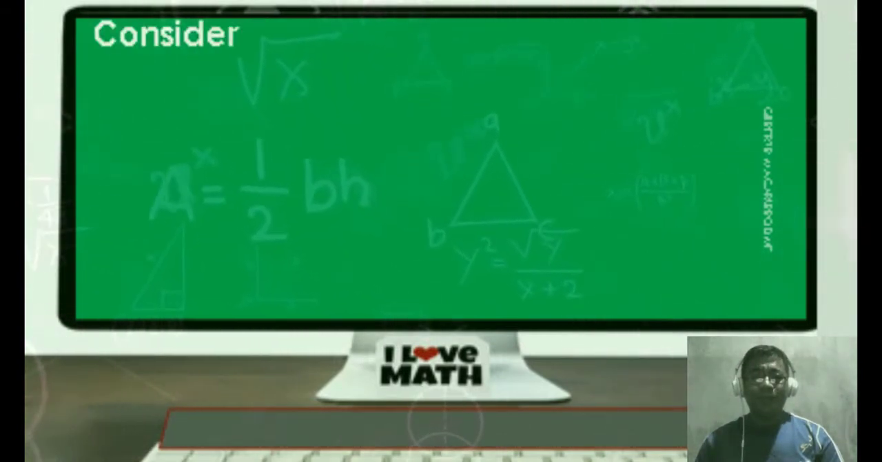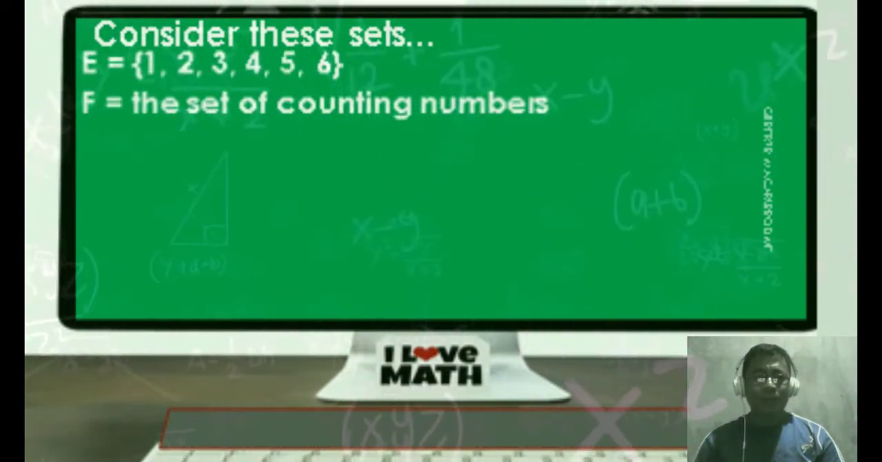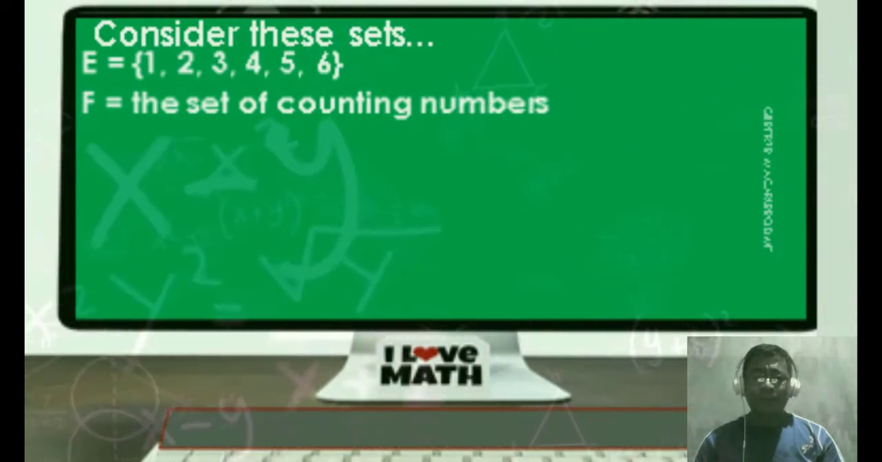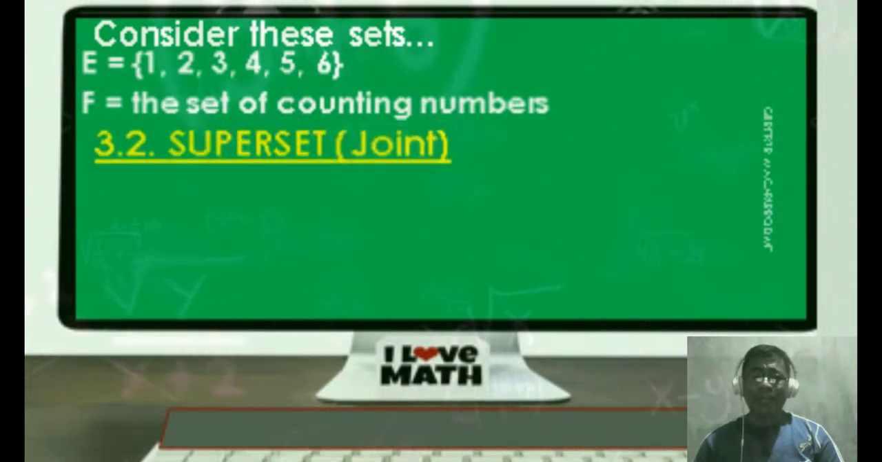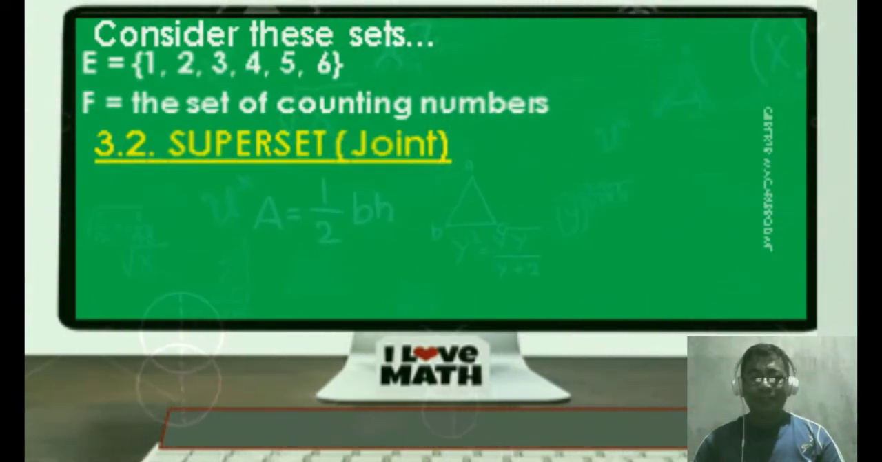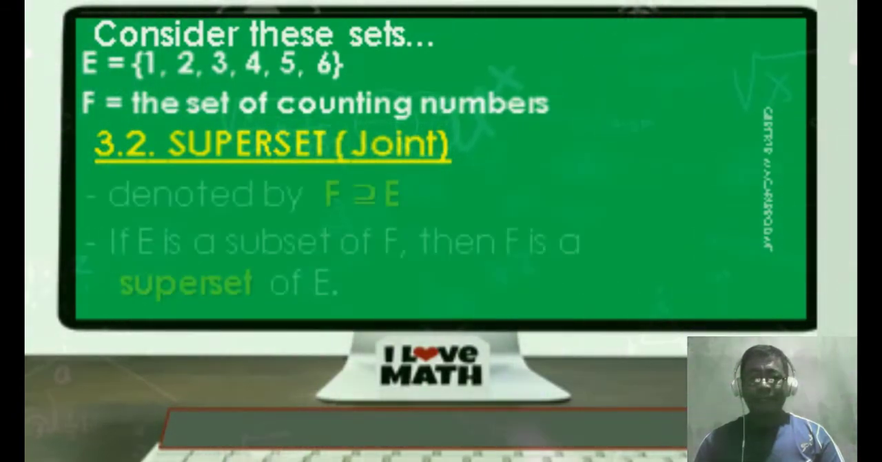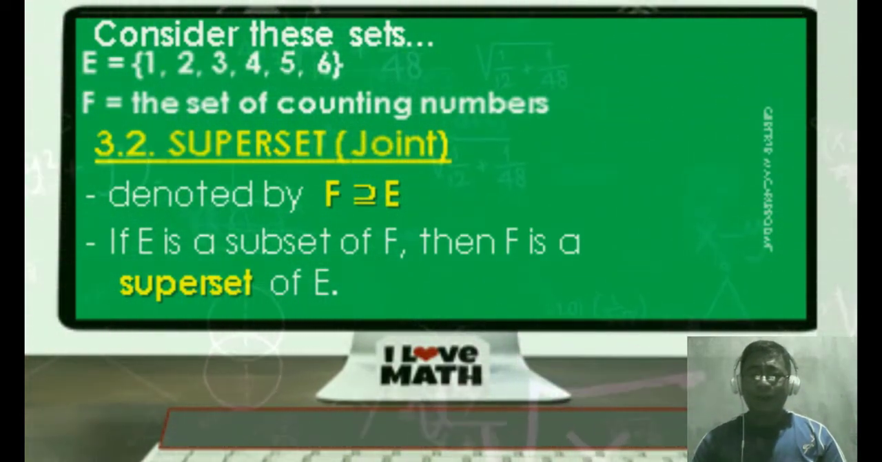Consider again another pair of sets. We have here set E equal to {1, 2, 3, 4, 5, 6}, and set F equal to the set of counting numbers. We can also say that this is simply a superset. It is denoted by F ⊇ E. If E is a subset of F, then F is a superset of E, since all elements of set E belong to set F. Take note of that.